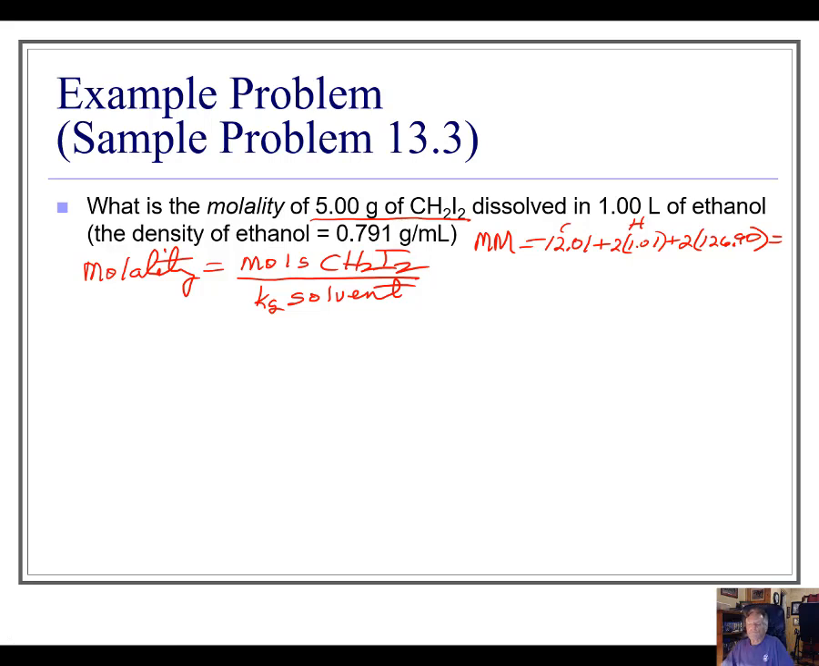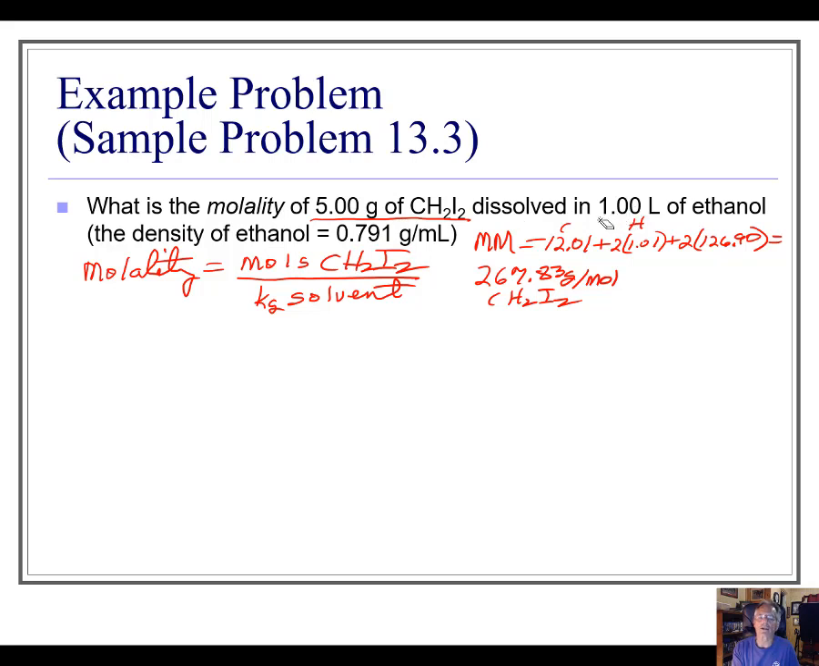And when I compute that, I get 267.83 grams per mole for CH2I2. So we can now convert grams to moles. But before we do that, let's take a look at this.